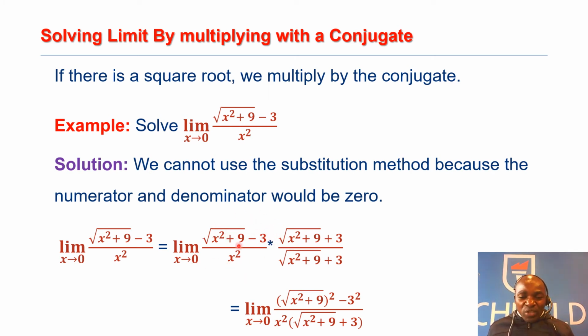So the conjugate of this expression is simply the conjugate of the numerator, which is the square root of x squared plus 9 plus 3, which is the opposite of minus. So we multiply each and every term, both the numerator and the denominator, with that conjugate. So when we multiply that one, we're going to get the limit of square root of x squared plus 9 to the power 2 minus 3 to the power 2, divided by x squared times the square root of x squared plus 9 plus 3, where x approaches 0.